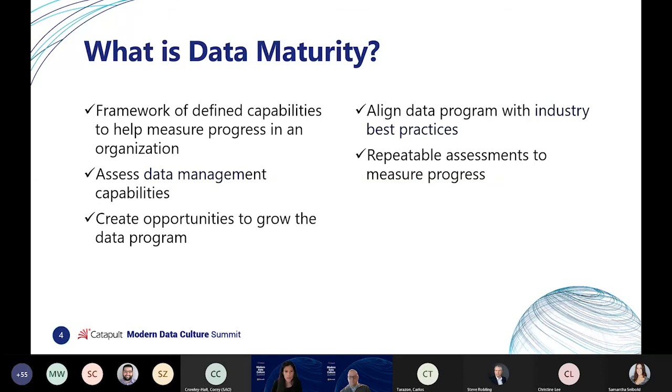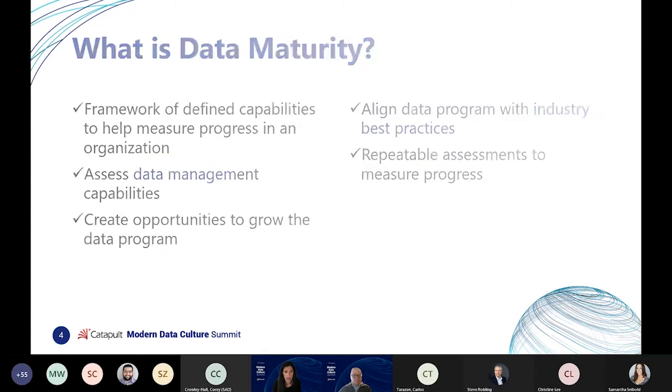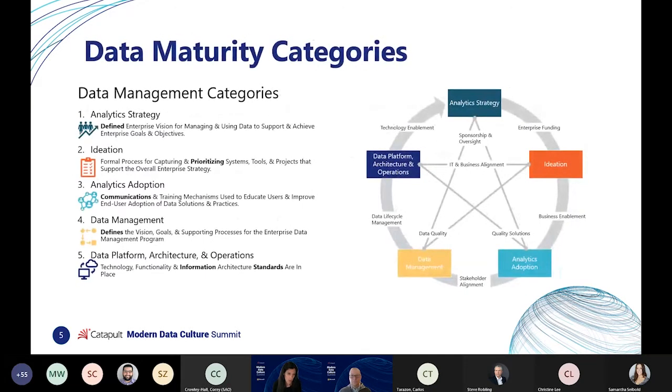In the data maturity categories, there are 5 high-level categories that we use to measure for data culture, right? And that's analytics strategy, ideation, analytics adoption, data management, and data platform architecture and operations. Now, what Sid had alluded to in our Modern Data Culture 101 session, he said there were several key important aspects of some of these categories which help build that data culture. Analytics strategy, analytics adoption, data management, which we talked about, data governance, which is part of that pillar as well. And so these are really key to the process and exercise to build that framework and the roadmap.